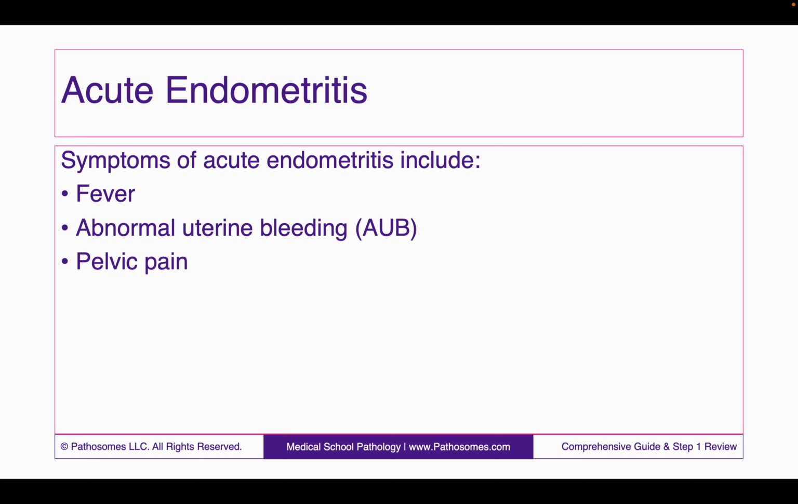Symptoms of acute endometritis include fever, abnormal uterine bleeding, right? Add that to the differential, and pelvic pain.